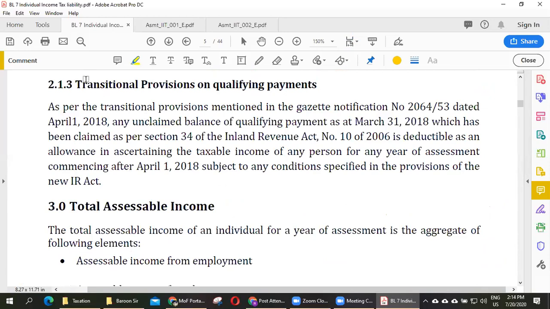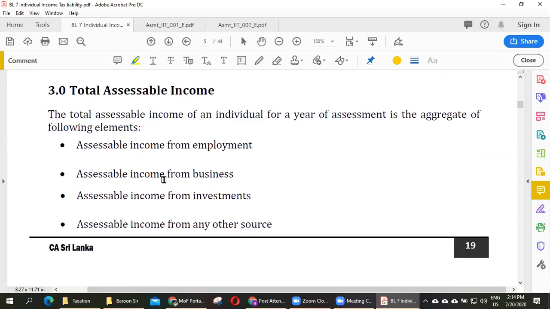And the transitional provision means we used the earlier previous Act number 10 of 2006. Now we are following Act number 24 of 2017. So the arrangement is done through this provision, so it is not relevant for us.